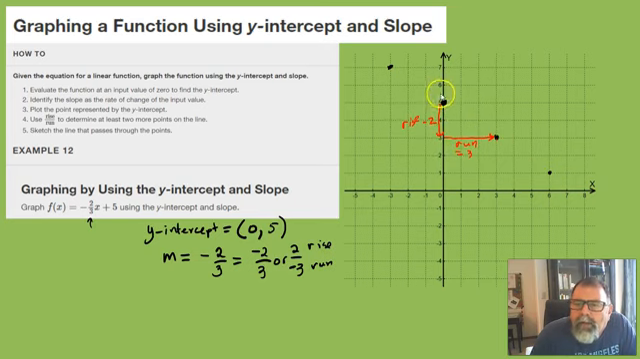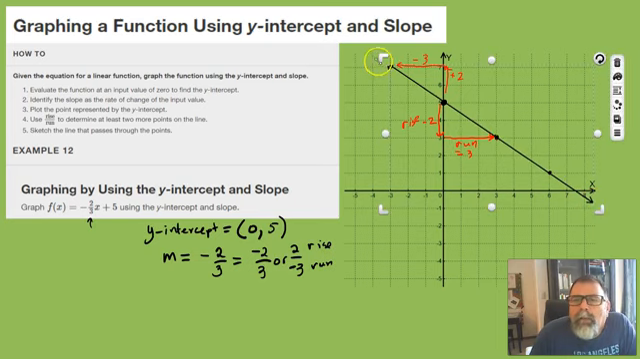Or I can switch the signs and go up 2, left 3. Okay, so either way. And then now you just draw the line that goes through all those points. I like to do as many that will fit on my graph. So technically you can just do the y-intercept and one point. But again, if you want the graph to be a little more accurate, you do a few extra points.